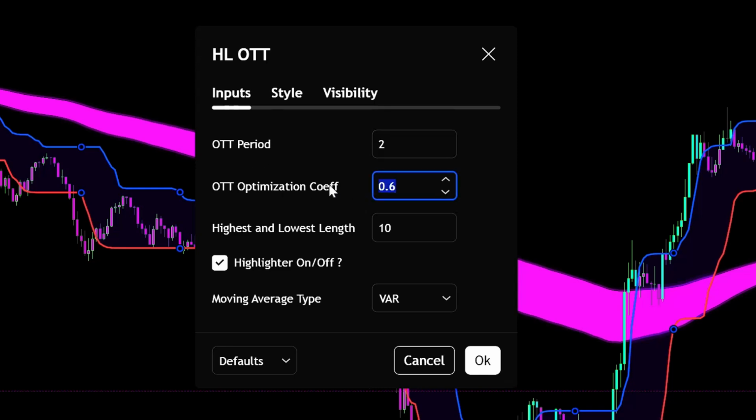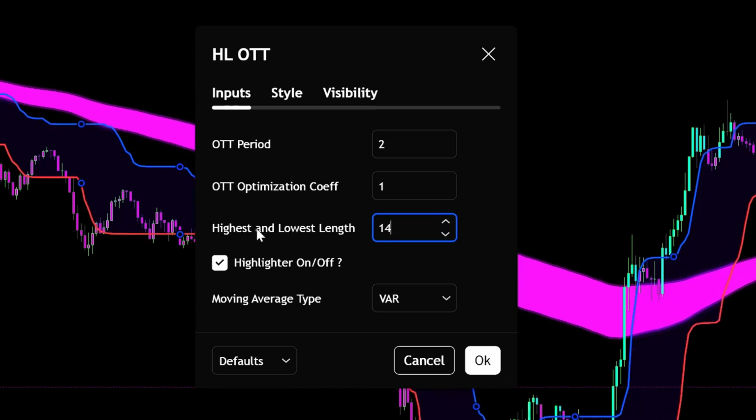Next, we're changing the OTT optimization to 1. This is a bit more technical, but think of it as the indicator's confidence level. Finally, we're setting the highest and lowest length to 14. This is like telling the indicator how far back to look when calculating the highs and lows. We're telling it to look back at the highest and lowest prices from the last 14 periods. This gives it a decent window to see the recent price range and helps us define those HOTT and LOTT lines more accurately. We want to see the recent price action, not something from way back when.